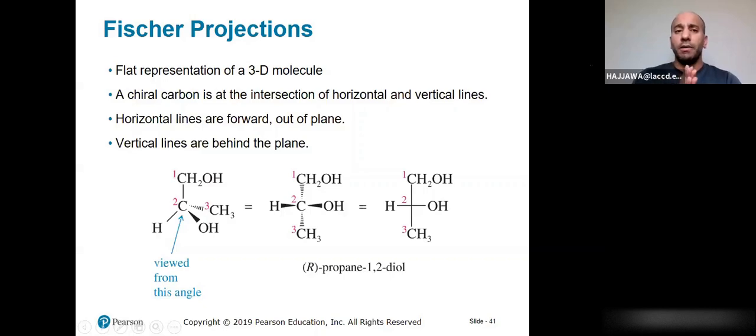In this part, we will be looking at assigning R and S to another type of formulas, that is Fischer projections. Fischer projections are very common formulas that we usually use when it comes to amino acids or sugar compounds. Due to the fact that we have several chiral centers that can exist in the molecule, it makes it easier to actually do the Fischer projection to draw these structures and to be able to label them R and S without having to go back to the 3D formula.